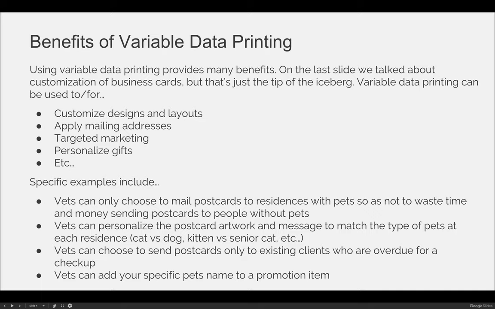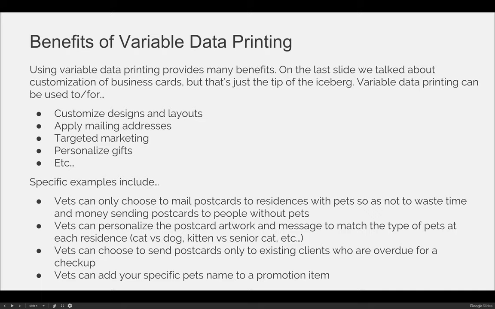They can take it one step further and personalize the information being conveyed. So vets can choose to only send postcards to existing clients who are overdue for a checkup, and on the postcard, they can put a picture of the service or the words of the service. So if my cat is overdue for a heartworm pill or something like that, they can send a postcard that says, "Hey, your cat," and they can insert the name and put a picture of a gray cat, "is overdue for their annual checkup. Please come in today."